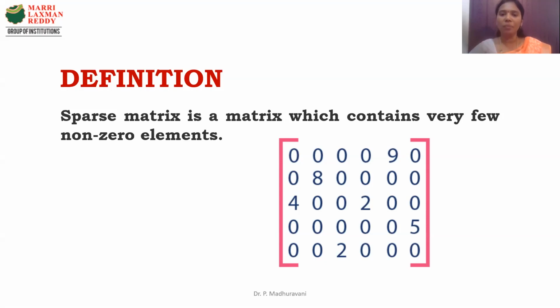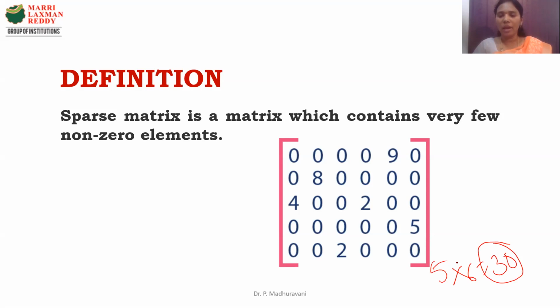Take this example, an array with 5 rows and 6 columns. If you look at this matrix, there are only 1, 2, 3, 4, 5, 6 non-zero elements. So here the size is a 5 into 6 matrix, that is 30. It should contain 30 elements, but out of 30 it is holding only 6 non-zero elements.